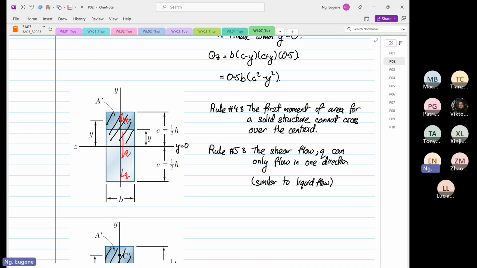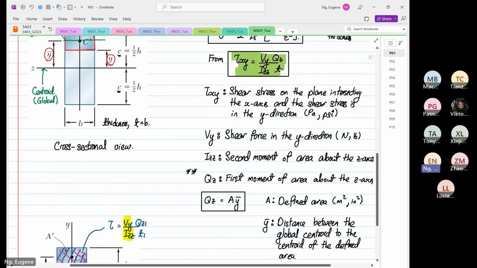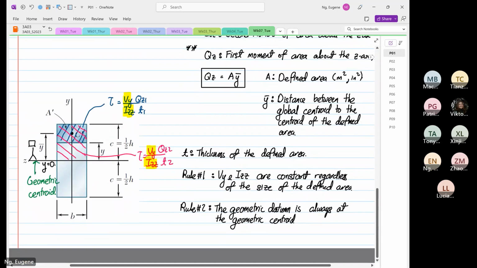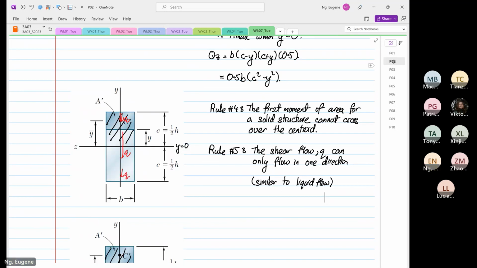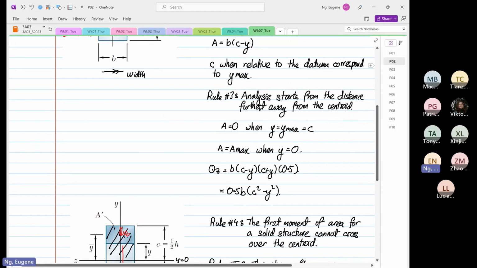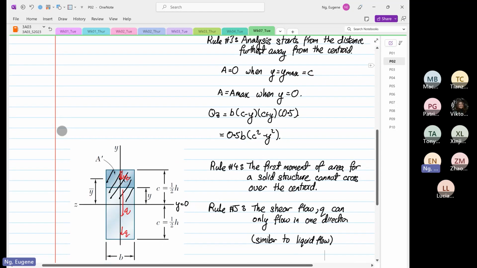Now let's do a short example, where I want you all to apply these 5 rules. So let's go through it again. Rule number 1, V and I are constant. Rule number 2, geometric datum is always at the geometric centroid. Rule number 3 is that the analysis starts from the distance furthest away from the centroid. Rule number 4, first moment of area cannot cross over the centroid. And rule number 5, the shear flow Q can only flow in one direction.